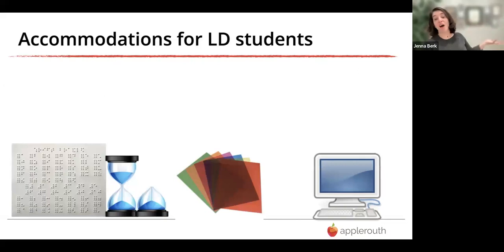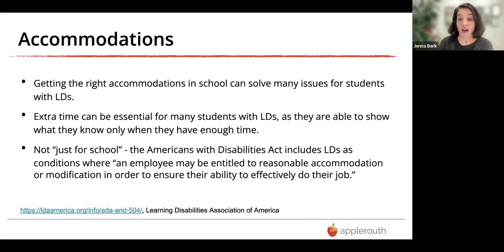So now let's talk about accommodations for these kinds of students, because getting accommodations in school is really, really important. No matter what grade you're in, it is never too late to get the kinds of accommodations that are going to support you. It can solve so many issues for students with LDs, just making sure that you've got the right support. Even if it's just extra time, that can be essential for students with LDs, because then you can show what you know, but only when you have enough time.